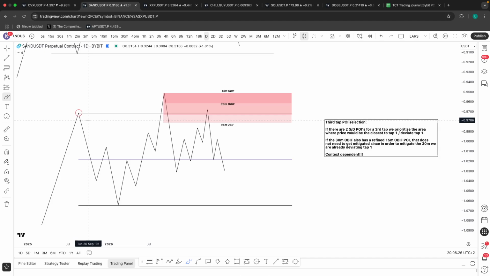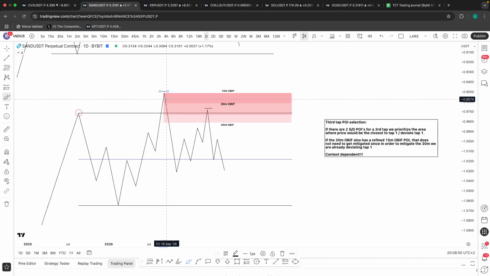But I want to clarify that deviating tap 1, that's the maximum requirement that you can set. So if you're already mitigating a block while deviating tap 1, it doesn't matter if there are more refined areas above it. If you get your confirmation, you can take the trade and you can keep the stop loss above the local high and not above this high because there's room of error. No, if you're already deviating tap 1, you do not care about any refined areas even above the area that you're tapping already into.